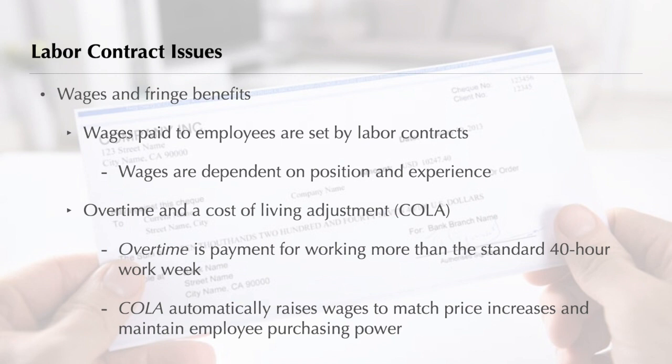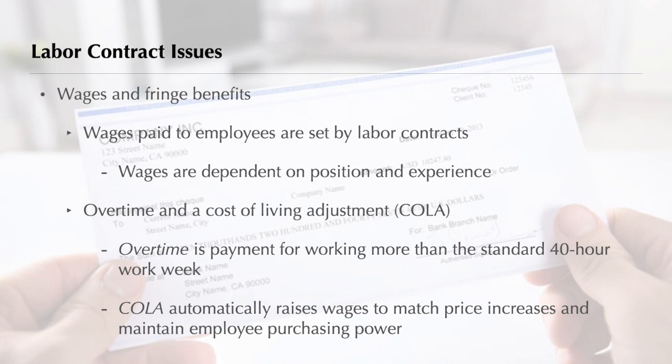The union's first major concern is about wages paid to tour guides, drivers, and office workers. Wages are set by labor contracts and vary according to the type of position held and the number of years a worker has been on the job. Tour guides and drivers probably will be paid different amounts, just as a guide with 10 years of experience will most likely earn more money than a newly hired guide.